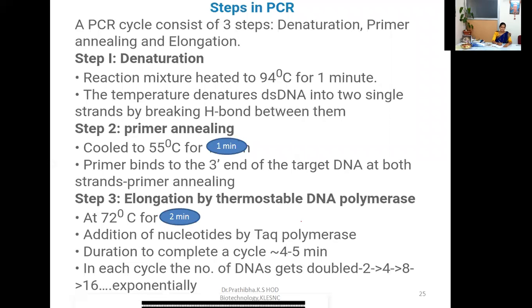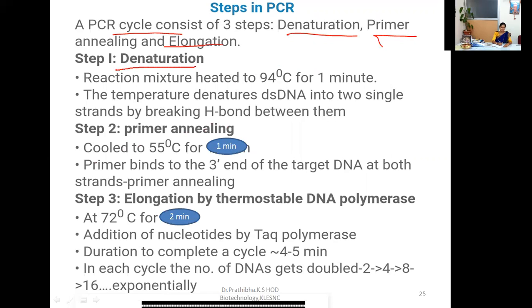Okay, so now let us go through the steps of PCR. A PCR cycle consists of 3 steps. Step 1 is denaturation, then primer annealing, and elongation or extension. Okay, these are the 3 steps: denaturation, primer annealing, elongation or extension by the thermostable DNA polymerase. So this is the brief view of PCR. If you understand this one slide, you have understood the entire PCR mechanism.